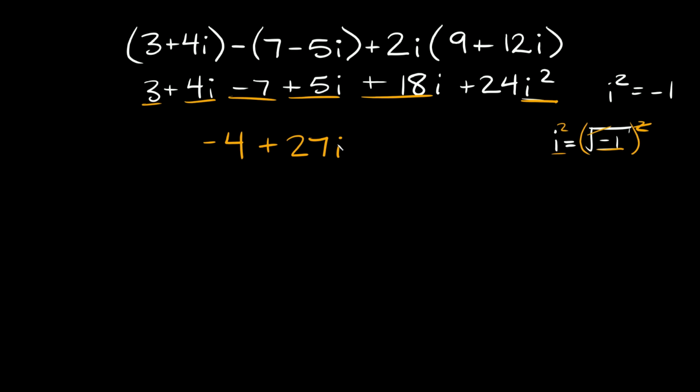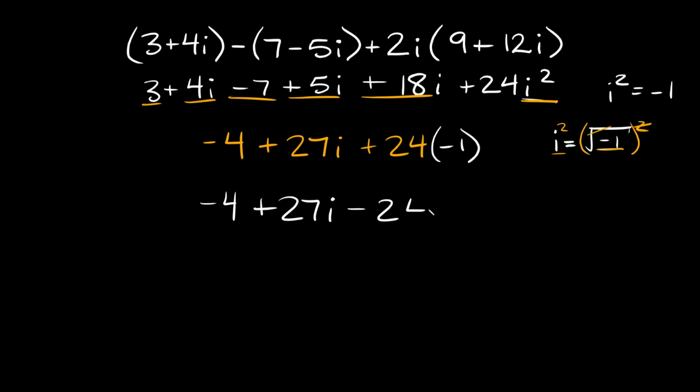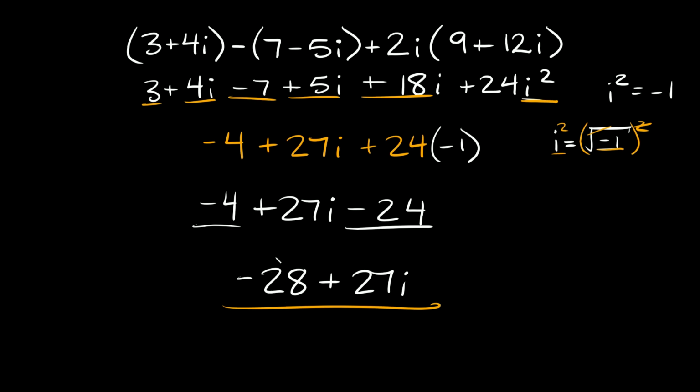So we're going to have this positive 24, right, plus 24 times i squared, which again is negative 1. All right, so then simplifying this a little bit more, we're going to have negative 4 plus 27i, and then 24 times negative 1 is negative 24, right, negative 24. And then lastly, combining like terms, negative 4 minus 24 is equal to negative 28, right? So then our answer will be negative 28 plus 27i. Okay, and this is our answer in standard form. And standard form just means you want to write the real number first, and then the imaginary number second. All right, so hopefully that wasn't too bad. Let's just try a couple more.